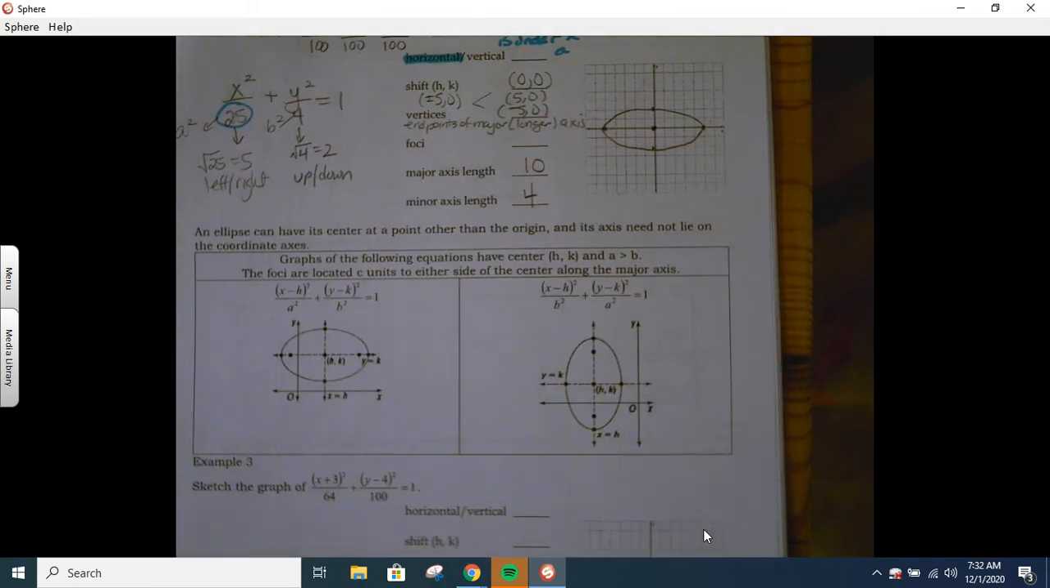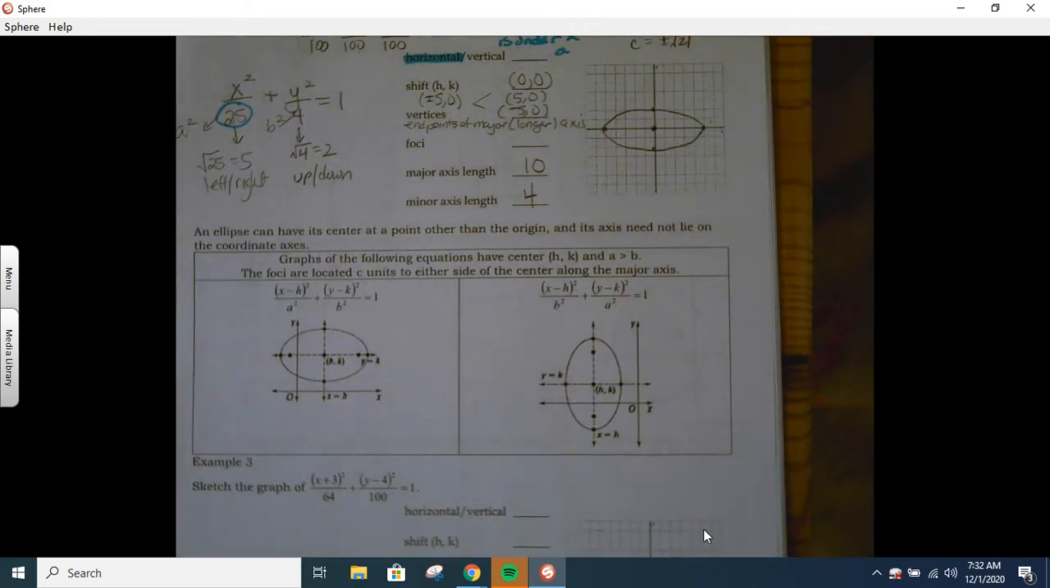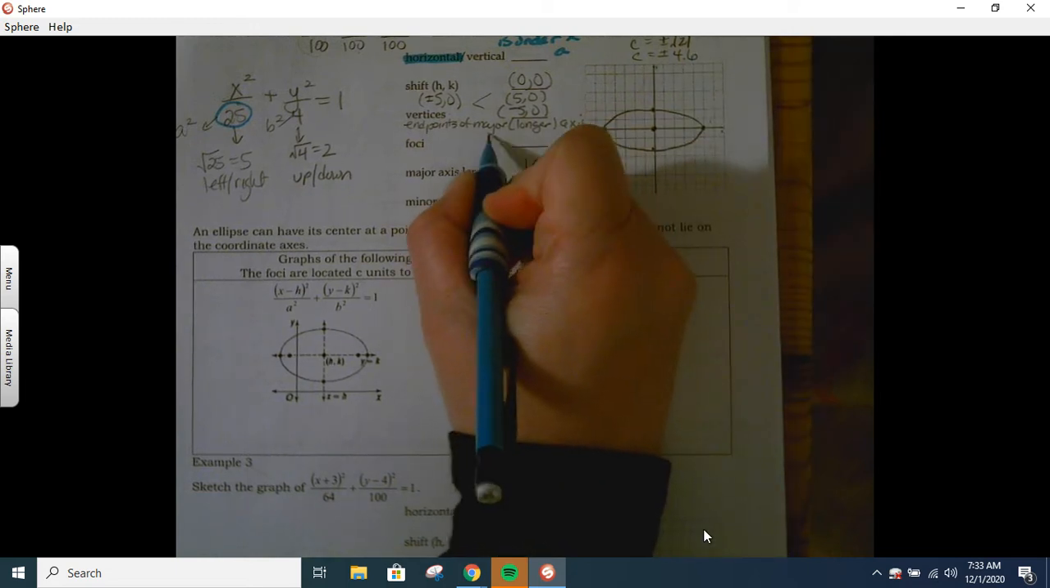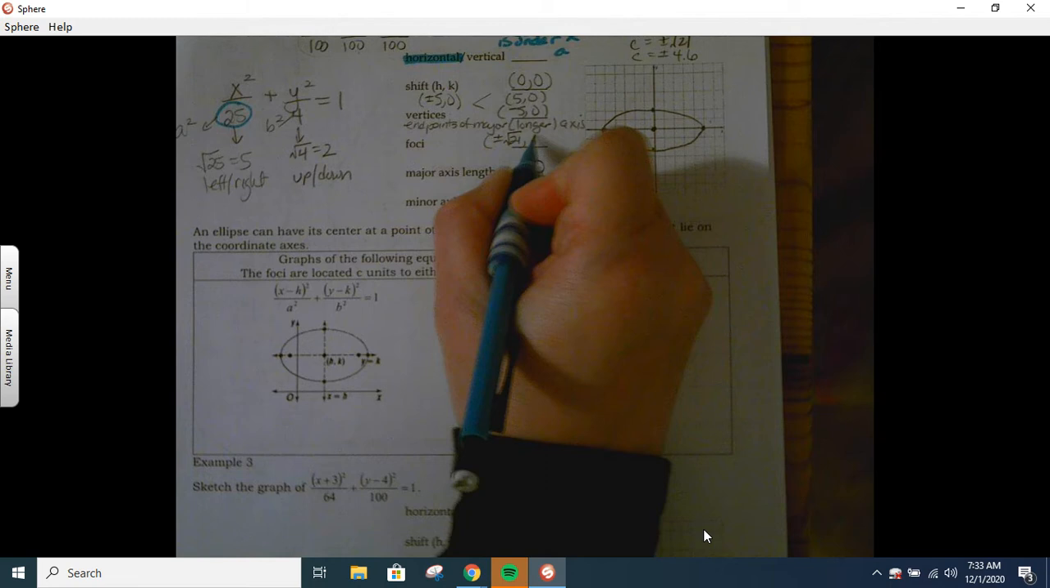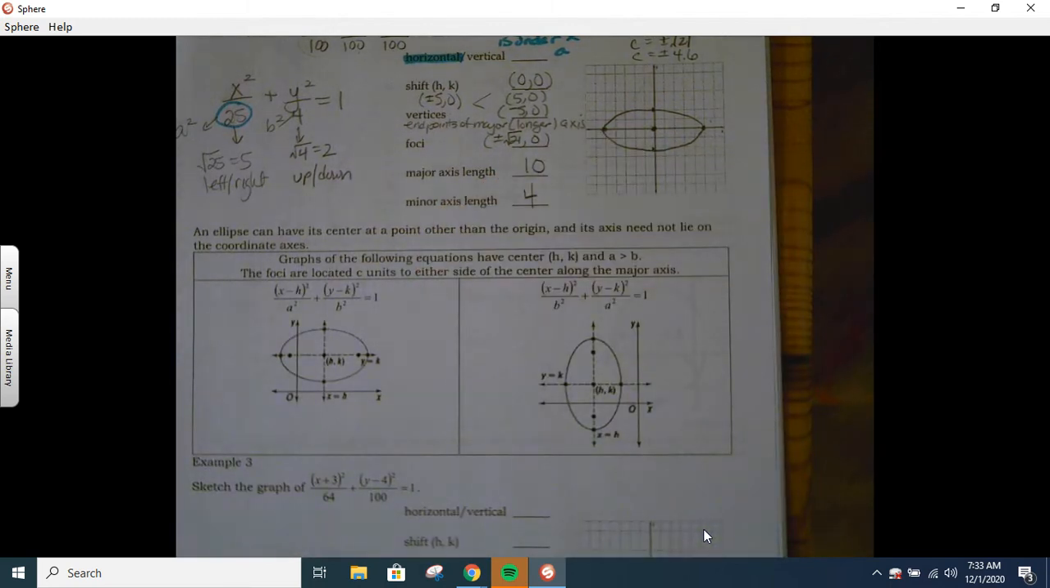this is my a squared because it's bigger. This is my b squared. So when I go to get my foci, it's going to be c squared equals a squared minus b squared. So c squared is 21. So c is plus or minus the square root of 21, which you can just put into your calculator and get your decimal, which is about 4.6. Okay, so c is plus or minus 4.6. So when I go to write this, I could write plus or minus root 21 comma 0, or I could write plus or minus 4.6, or you could write it as two separate points.